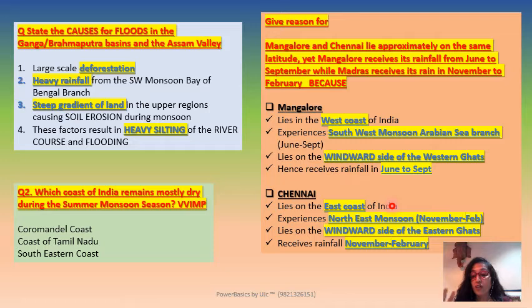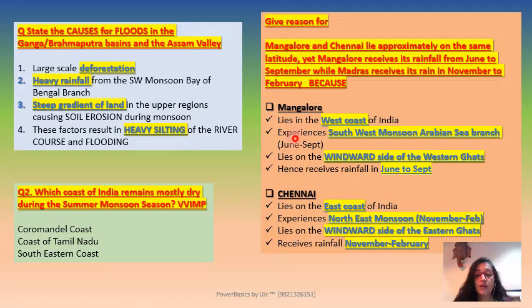The east coast gets winter rain, northeast monsoons. Okay. Mangalore experiences the southwest monsoon, Arabian Sea branch, June to September. Whereas Chennai experiences the northeast monsoon. Mangalore lies on the windward side of the Western Ghats. Chennai lies on the windward side of the Eastern Ghats.